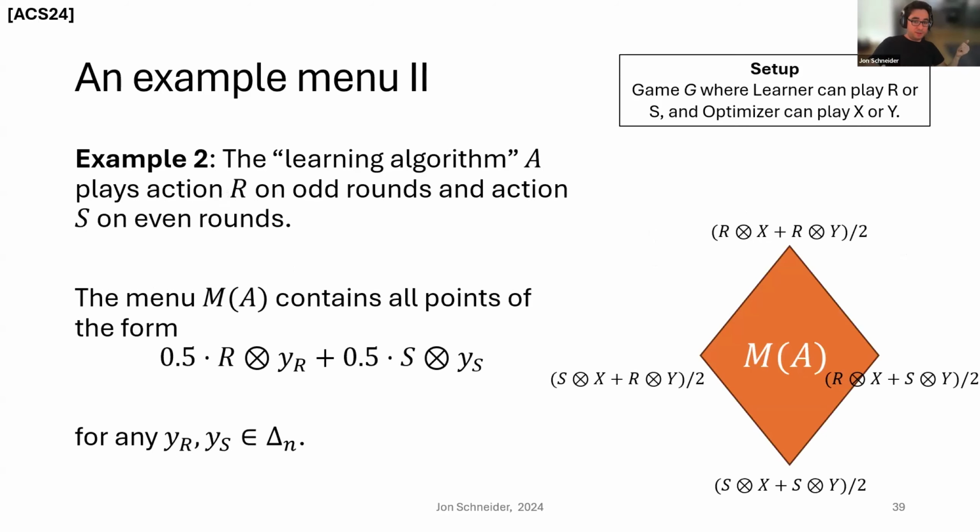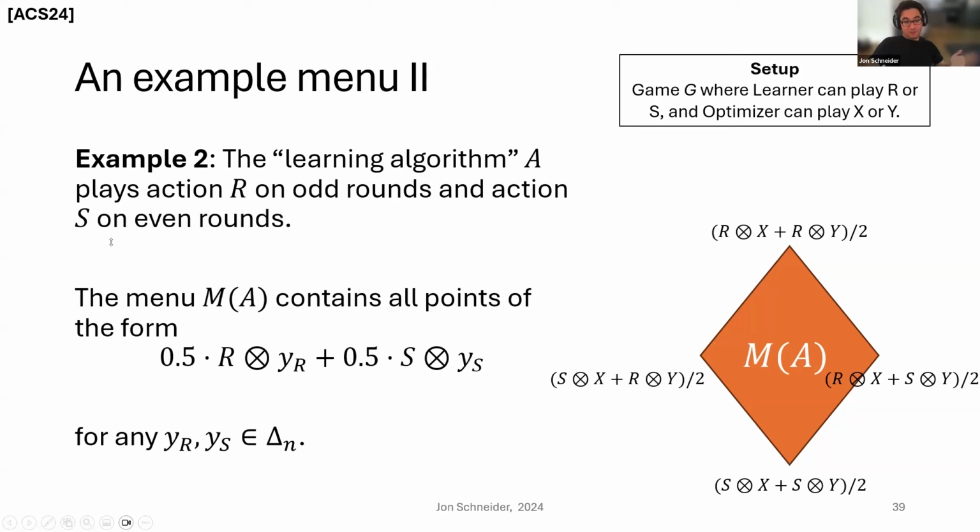Here's a slightly more complicated case, but not much more complicated. Now let's look at a learning algorithm A that plays action R on odd rounds and action S on even rounds. So what does the menu look like in this case? I'm not going to go through the math to explain why it's this, but if you don't understand the notion of asymptotic menu, I think it's worth pondering this example for a little bit.